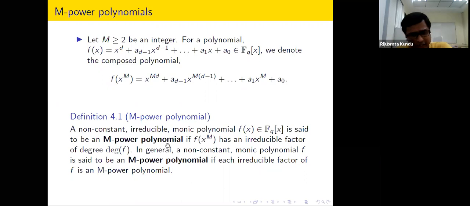And in general, this was a definition for irreducible polynomials. In general, a non-constant monic polynomial f is said to be an m-power polynomial if each irreducible factor of f is an m-power polynomial, right?